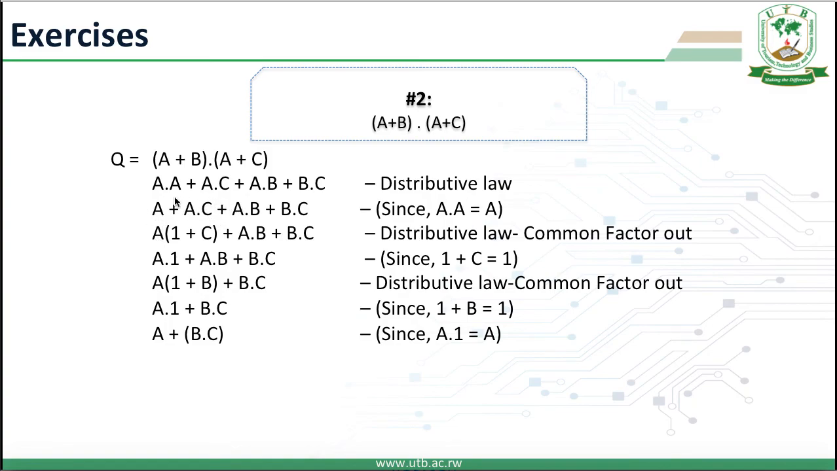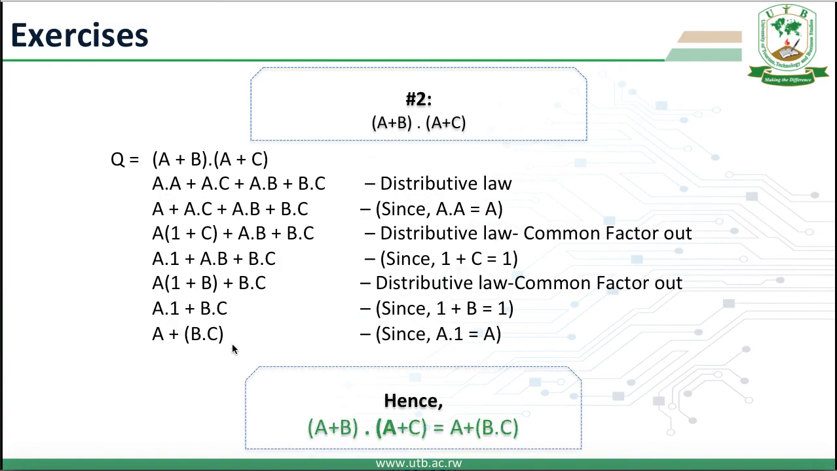Then a is common in these terms, so you can take it out: a times 1 plus c, which is 1, so it becomes a plus b times c. Taking a as a common factor, a times 1 is a. So hence a plus b times a plus c equals a plus b times c. This is another law.